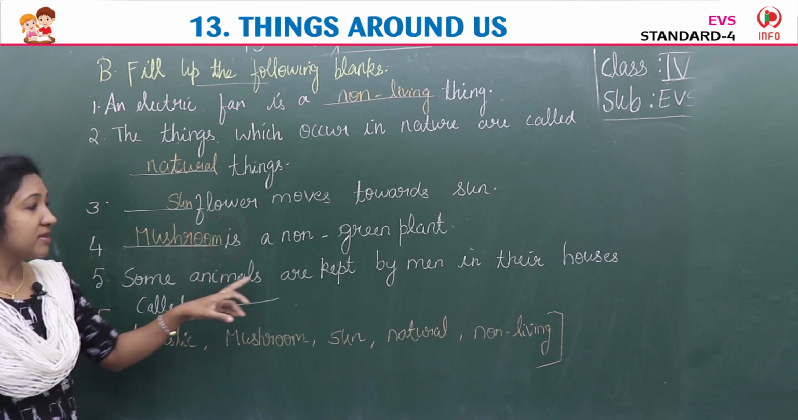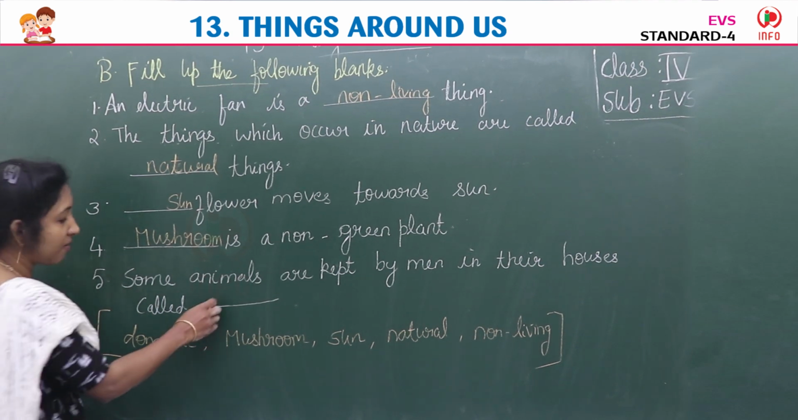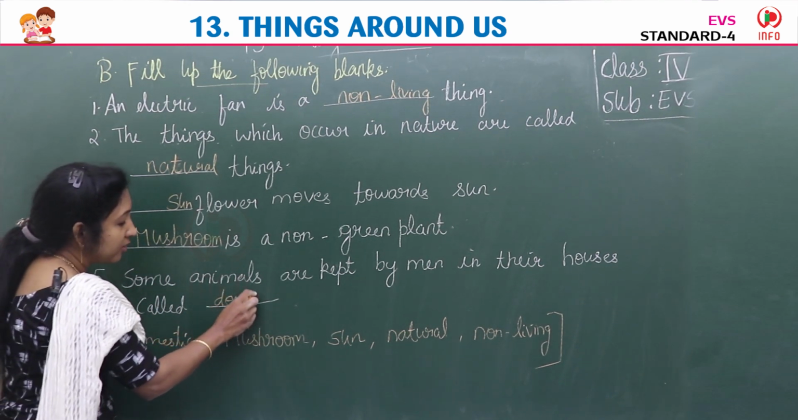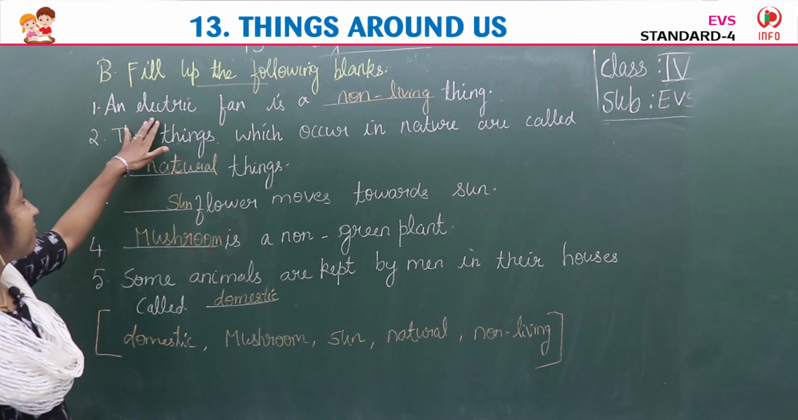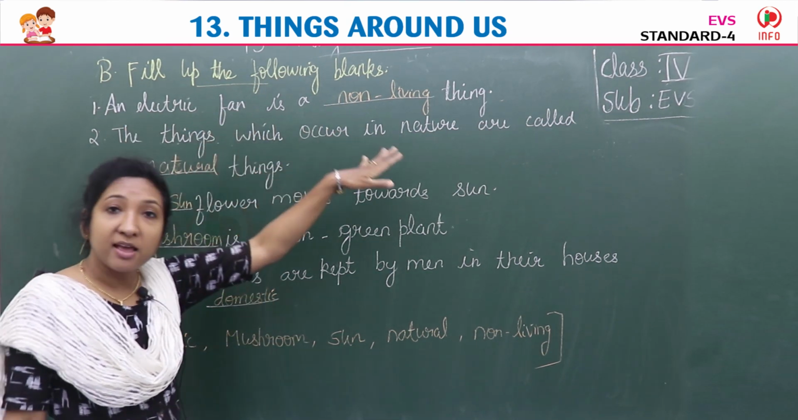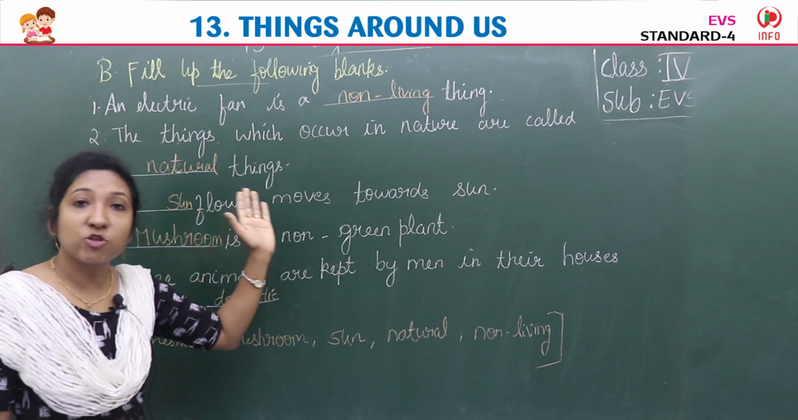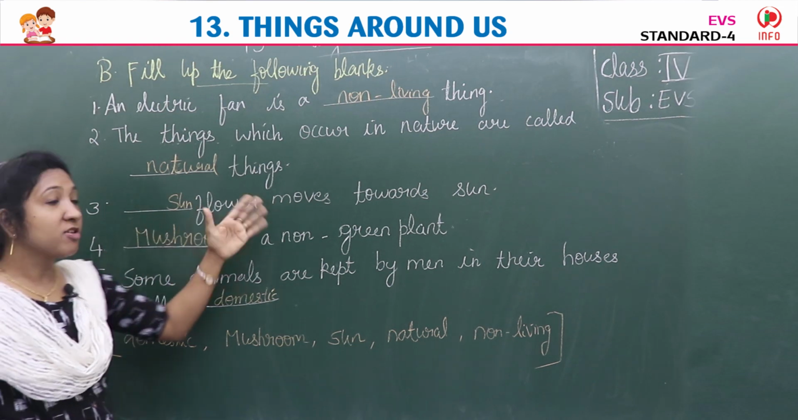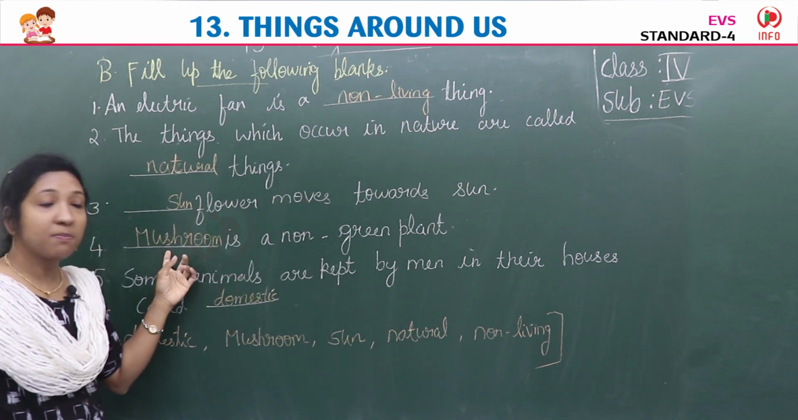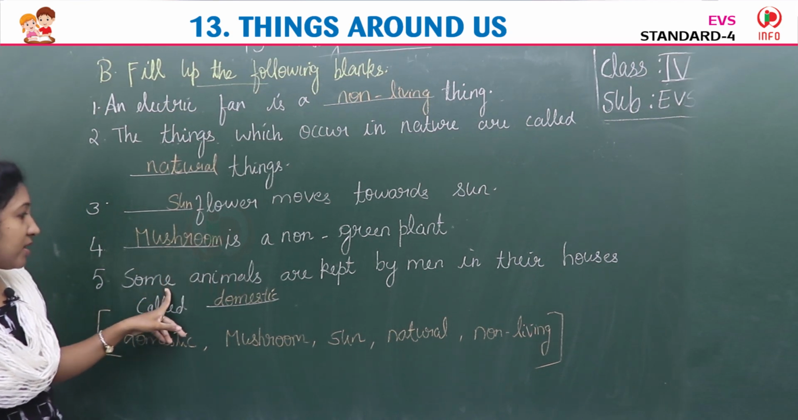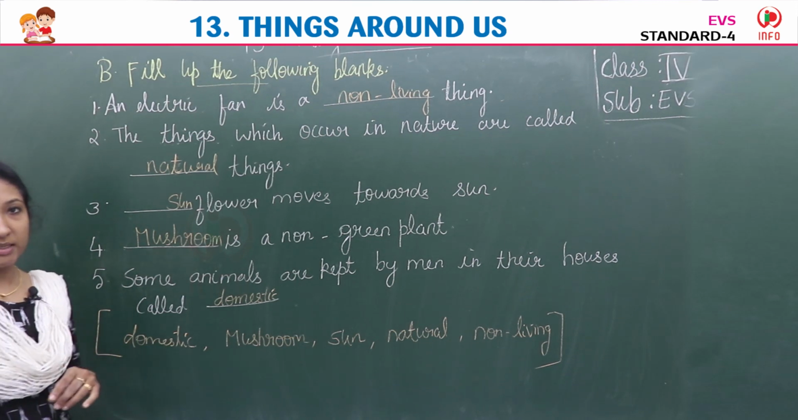Fifth one, some animals are kept by men in their houses. They are called, yes, domestic. Okay, so fill in the blanks. First one, an electric fan is a non-living thing. Second, the things which occur in nature are called natural things. Third, the flower which moves towards the sun is sunflower. The non-green plant is mushroom. Fifth one, some animals are kept by men in their houses called domestic.